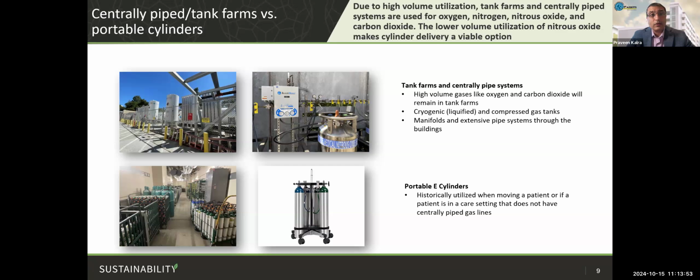There is a massive network of pipelines that deliver nitrous oxide from these big tanks and cylinders to our operating rooms. And that is where the chances of leakage start. Next slide, please.